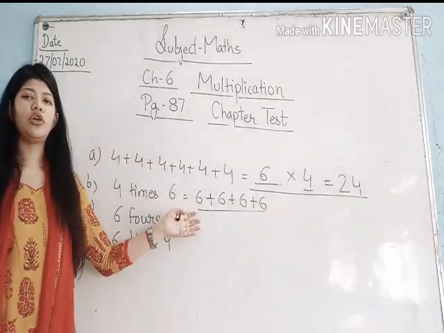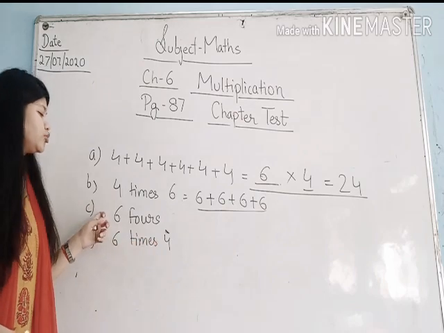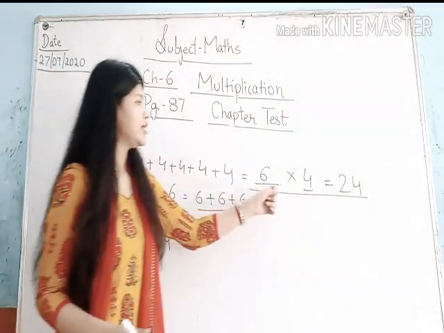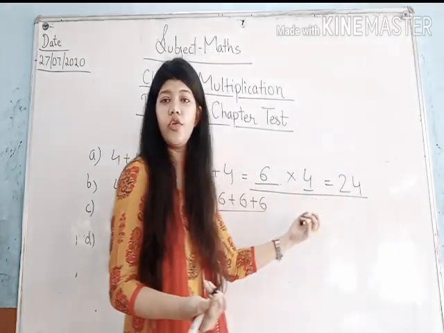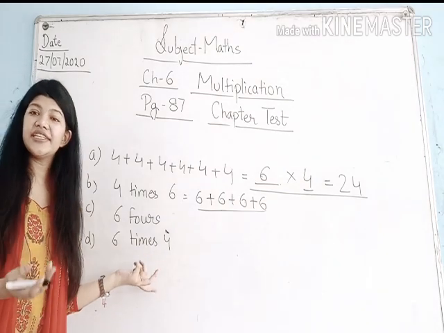This will be the answer of this, and this is not matching to this. Yes. Now let's come to option C, 6 fours. Yes, this is matching. I have told you 6 fours are 24. Yes. So now next one, 6 times 4. This is also correct. Why?